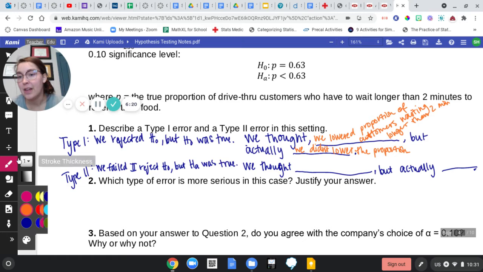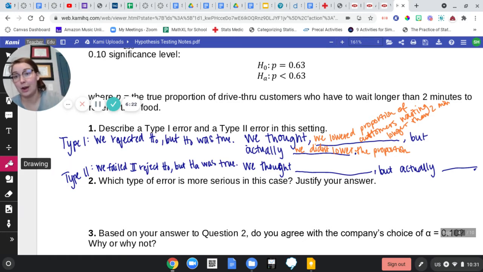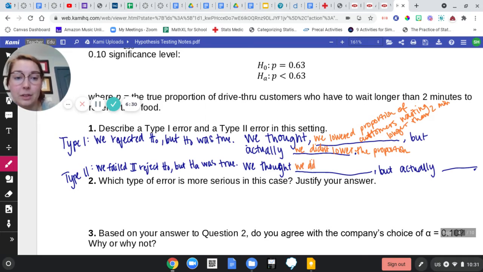And the consequence of that is we fire the extra drive-through guy, but actually he was helping. You know what I mean? So we thought we didn't lower the proportion. If you have more room, you can write more. We thought we didn't lower the proportion, but actually we did.